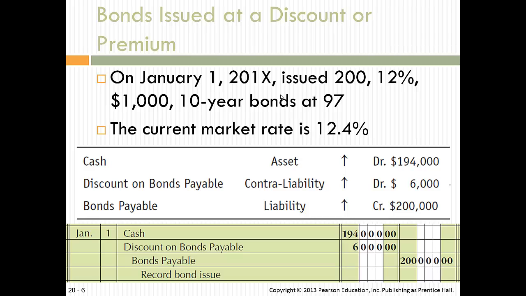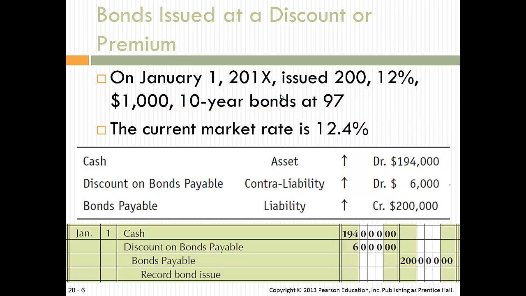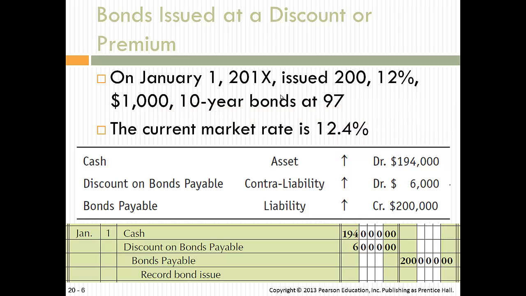We record the issuance of these bonds with a debit to cash for the amount of the cash received, which is 200 bonds times the price per bond of 970, for a total of $194,000. Next, we record the discount on bonds payable. Discount on bonds payable is a contra liability account with a normal debit balance, and the amount, in this case, is the $30 discount times the number of bonds issued, which works out to be 6,000.